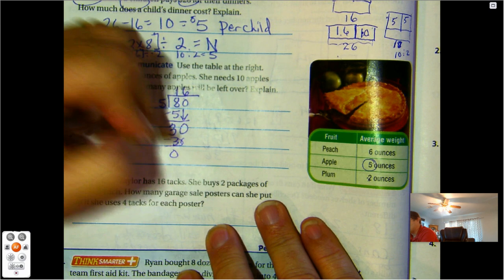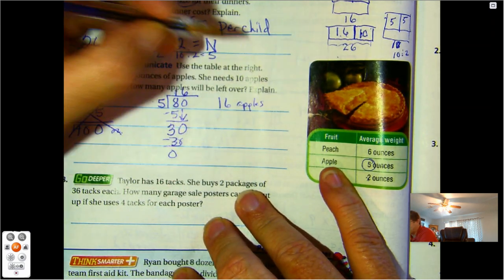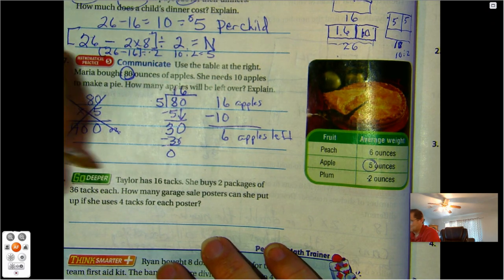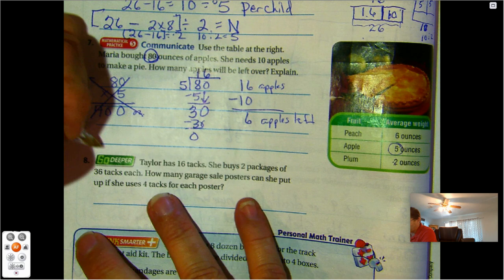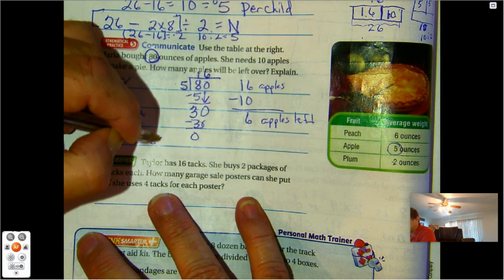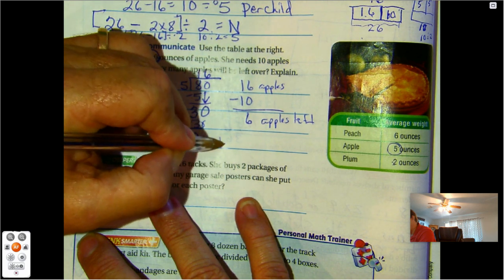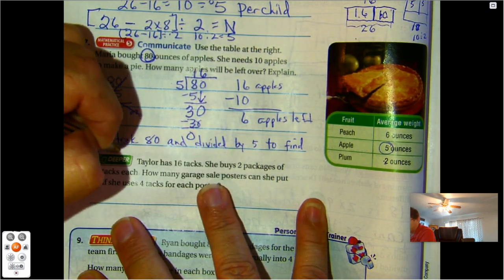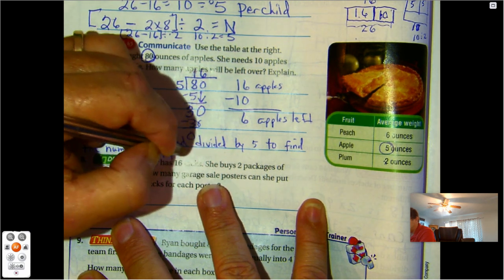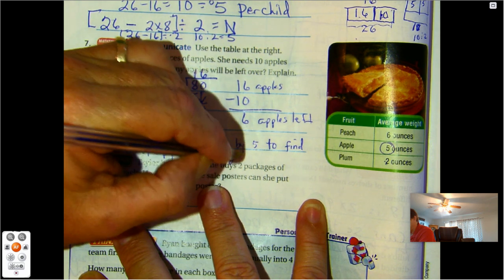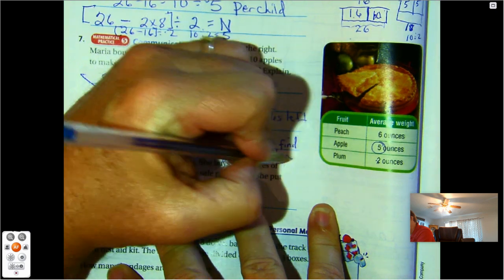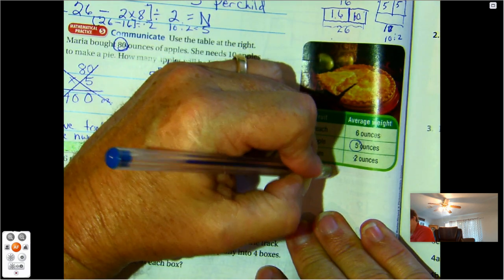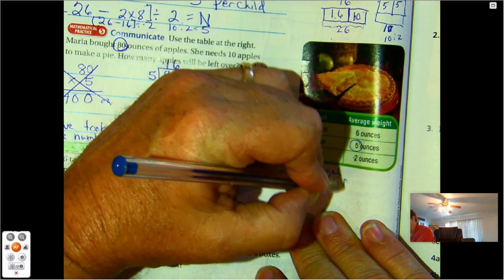She bought 16 apples. She needs 10 apples. She'll have 6 apples left. Okay. So what did we do? Well, we took the 80 ounces and divided by 5 to find the number of apples she bought. We then subtracted 16 and 10 to get 6 apples left. Okay, I would have been way off on that other one if I kept multiplying.